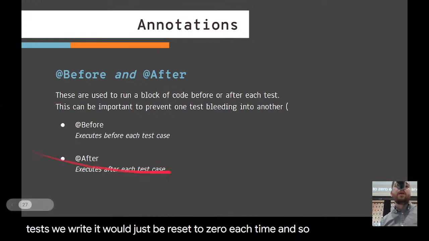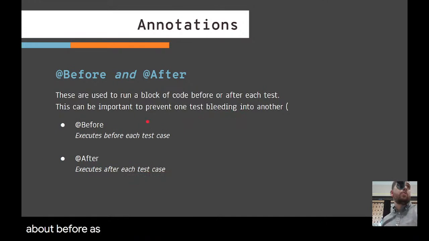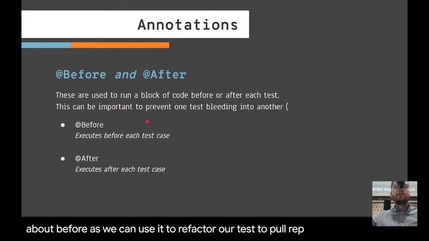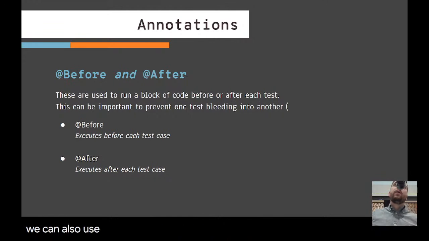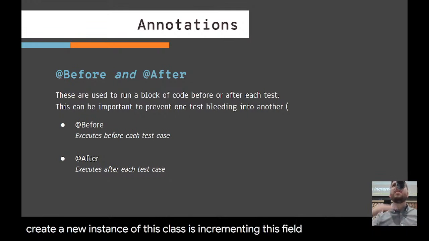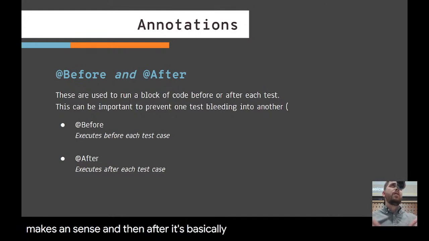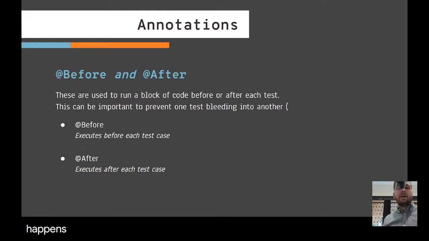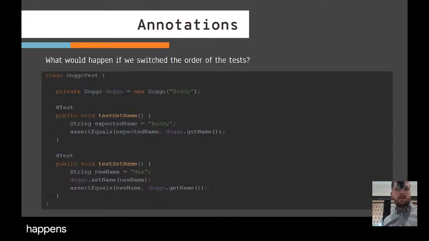And so one way to think about before is we can use it to refactor our test, pull repetition out of it, and we can also use it to help eliminate things where, oh, every time I create a new instance of this class, it's incrementing this field, stuff like that, if that makes any sense. And then after is basically used the same way, it's just when it happens.